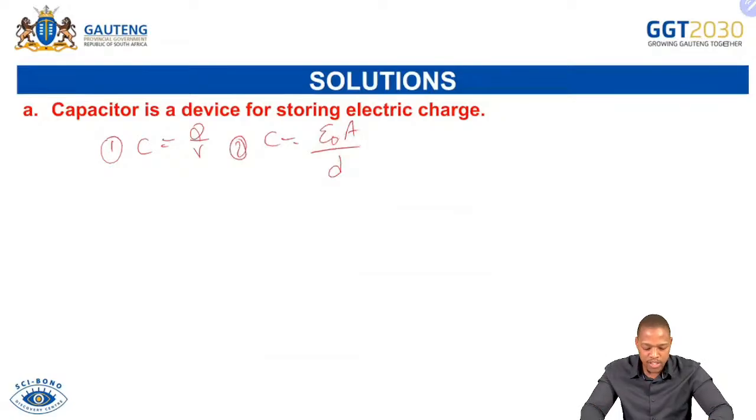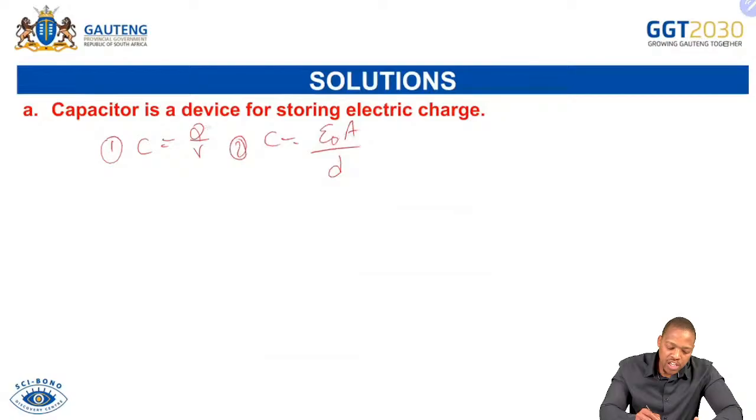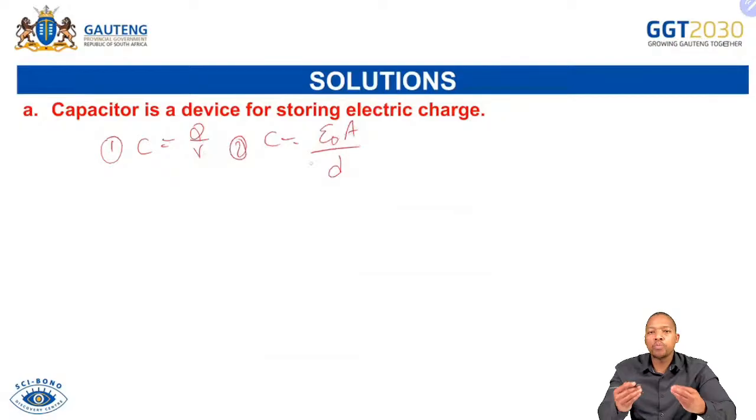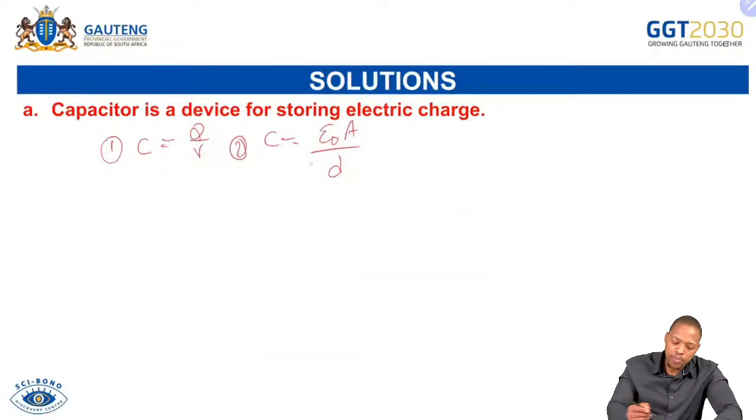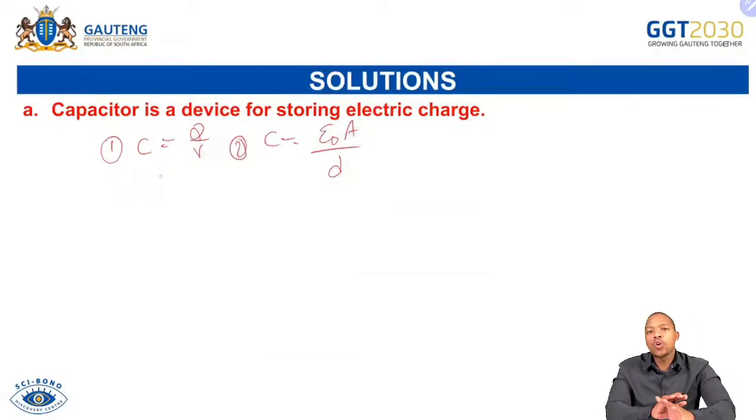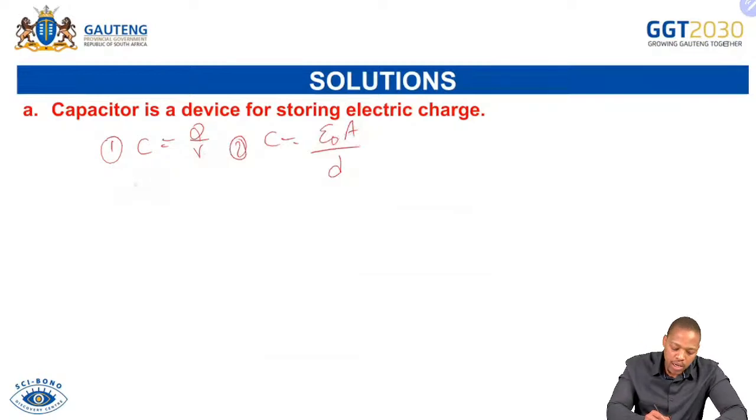It's always about that, grade 12. Based on what we are given, we are not given the charge, we are not given any potential difference. We are given area, we are given distance. So it should be clear, grade 12, that we should be going for formula number 2. There is no reason whatsoever for anyone to lose marks in this question, grade 12. So we take formula number 2: C is equal to epsilon naught A all over d.